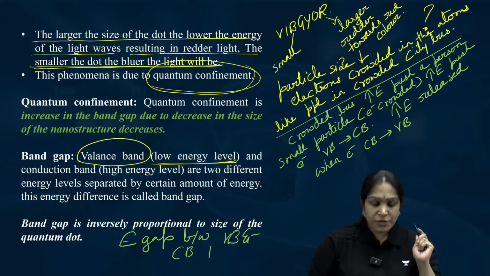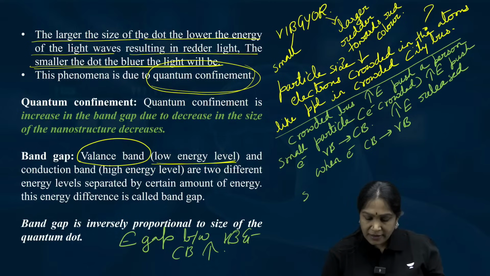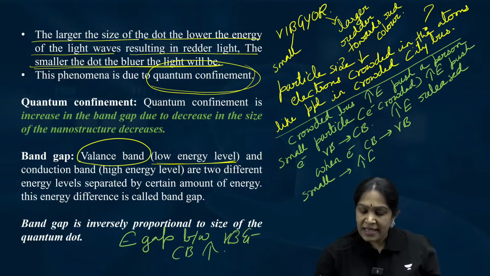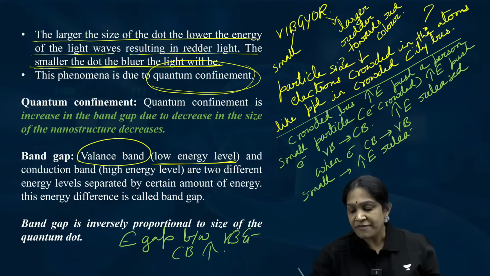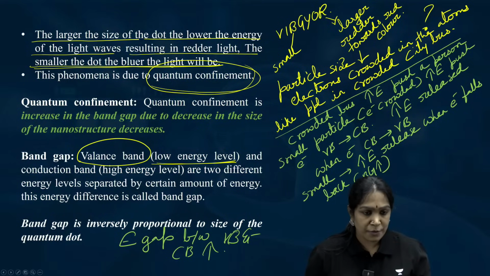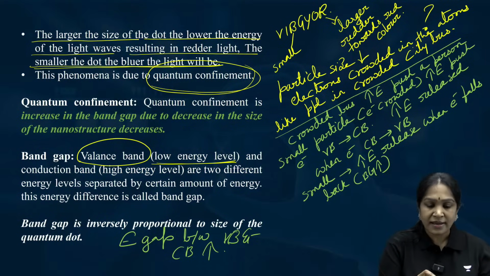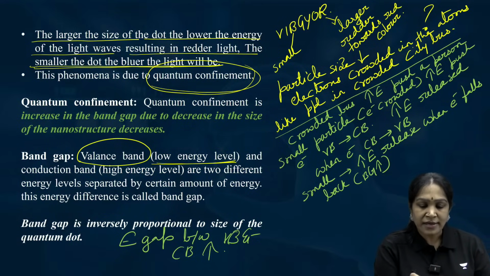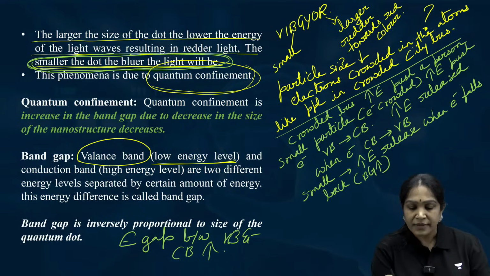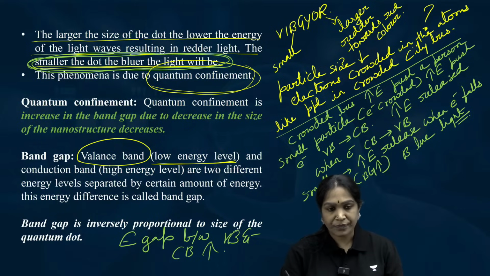So because of this reason, in a very small particle, high energy is released when the electron falls back. Do you agree? Why? Because the band gap is more. High energy light. So when the particle is very small, the smaller the dot, the bluer the light that will be released. Means what? Blue light is released.